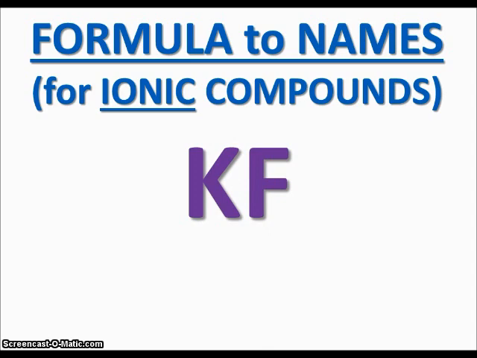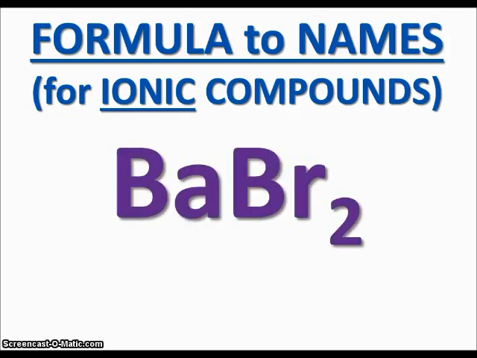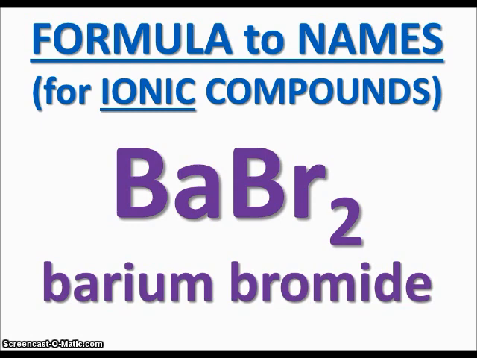The formula is KF. I would first ask, is there a metal? Yes. Potassium is a metal, so the compound is ionic, and I just name what I see. Potassium fluoride. For the formula BaBr2, I would first ask, is there a metal? Yes. Barium's a metal, so the compound is ionic, and I just name what I see. Barium bromide. Make note, even though there are 2 bromide ions, I don't change the name. This is a different rule when we start naming molecular compounds. Just name the ions. This is barium bromide.